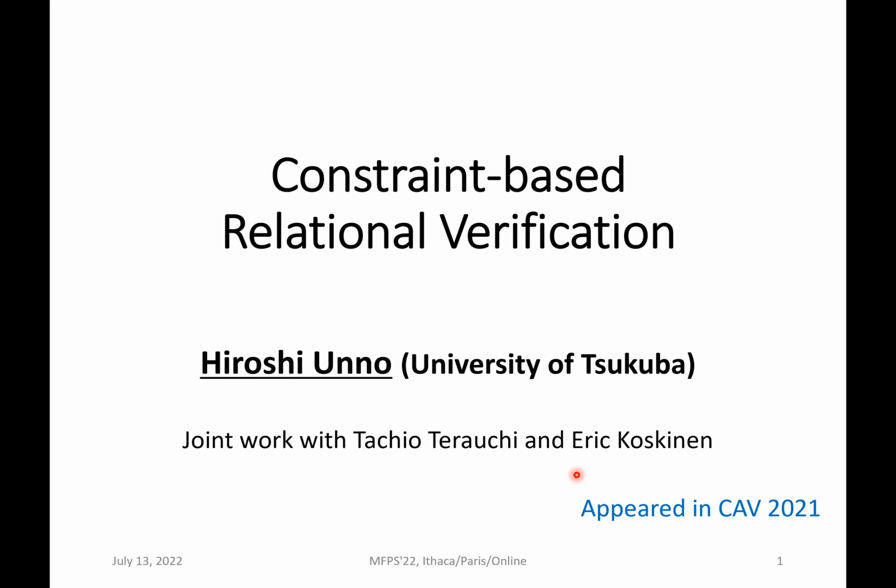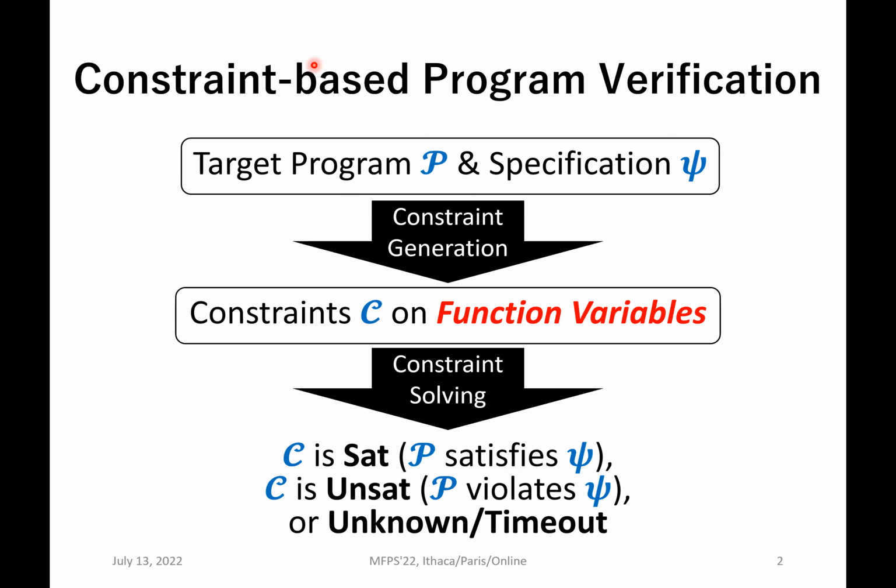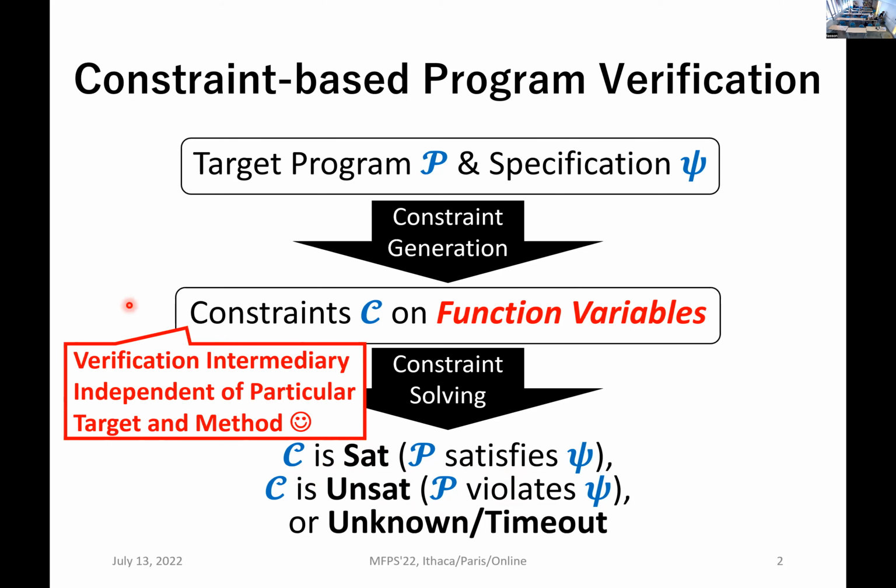Before explaining constraint-based relational verification, let me quickly introduce constraint-based non-relational verification, constraint-based program verification in general. Given a target program P and its specification psi, we generate a set of constraints on functional variables and we solve them. And if C, the set of constraints, is satisfiable, then the program satisfies the specification. If C is unsatisfiable, then P violates the specification. So the set of constraints C works as a verification intermediary independent of the particular target program and constraint solving method.